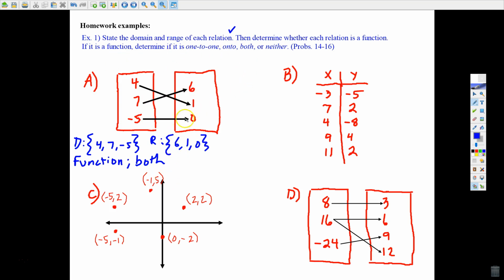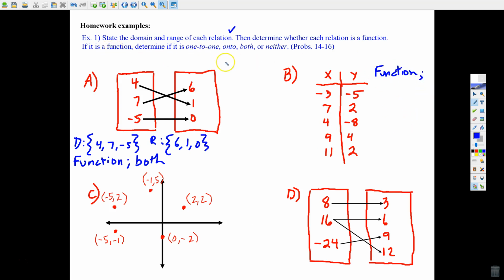Alright, and that finishes off my answer for letter A. So let's try letter B. This is given a little differently. It's a table of values, but it's the same idea. Let's determine whether or not this relation is a function. We'll look at the domain. Do you see any repeats? And I do not. So we're going to say it is a function.